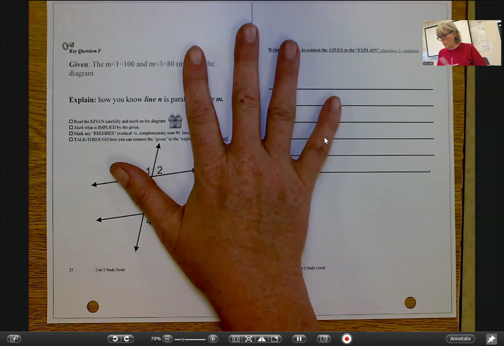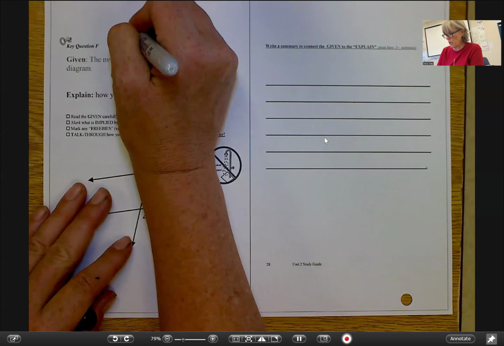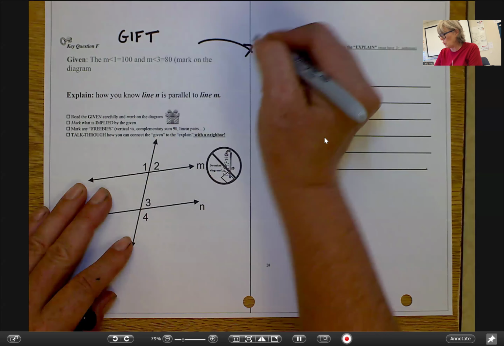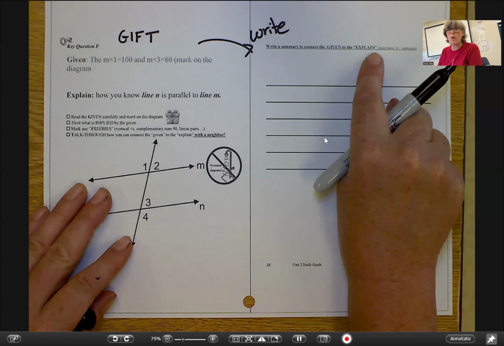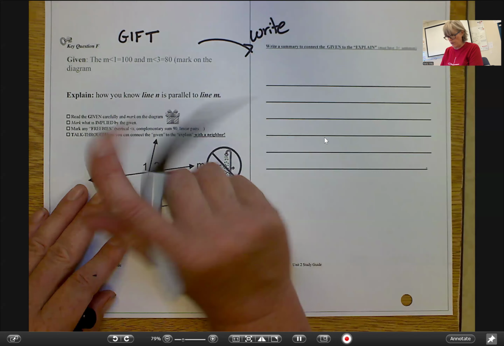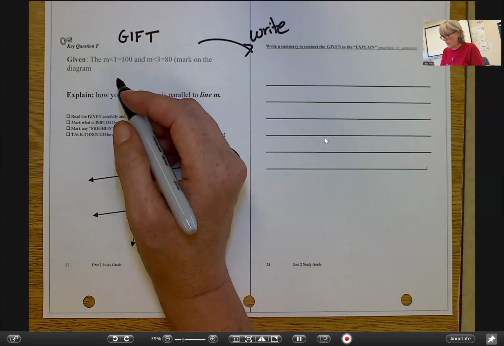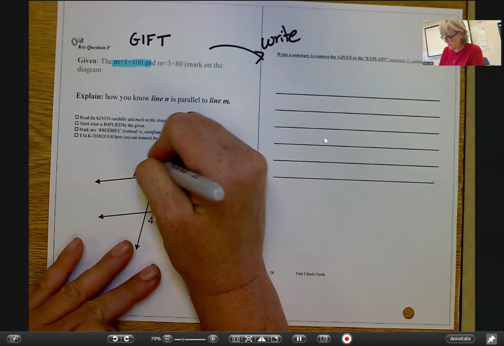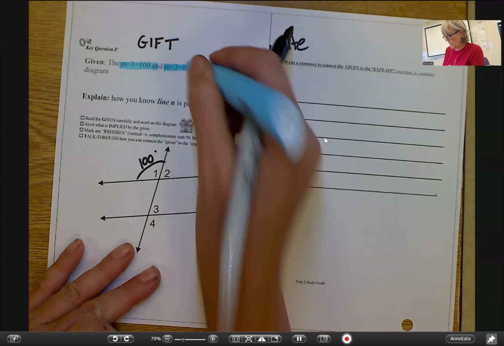And last problem, it's a proof. And we're going to follow given, implied, freebies, talk it through. And after talking, you must write a summary. And you have to have 3+ sentences. It says, given, the measure of angle 1 is 100 degrees. And measure of angle 3 is 80.